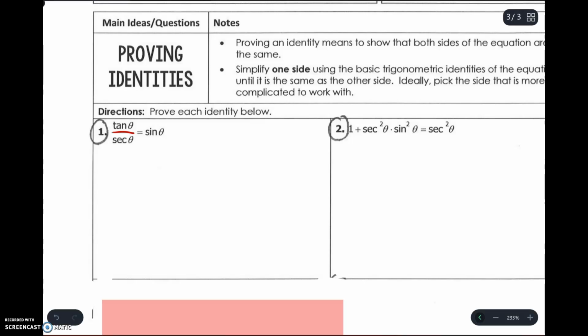So if I take my similar steps, if I see that I have a tangent theta, I want to express that in terms of my sine and my cosine values. Same thing if I have a secant, I want to express that also in terms of sine and cosine, in this case just the reciprocal of cosine.